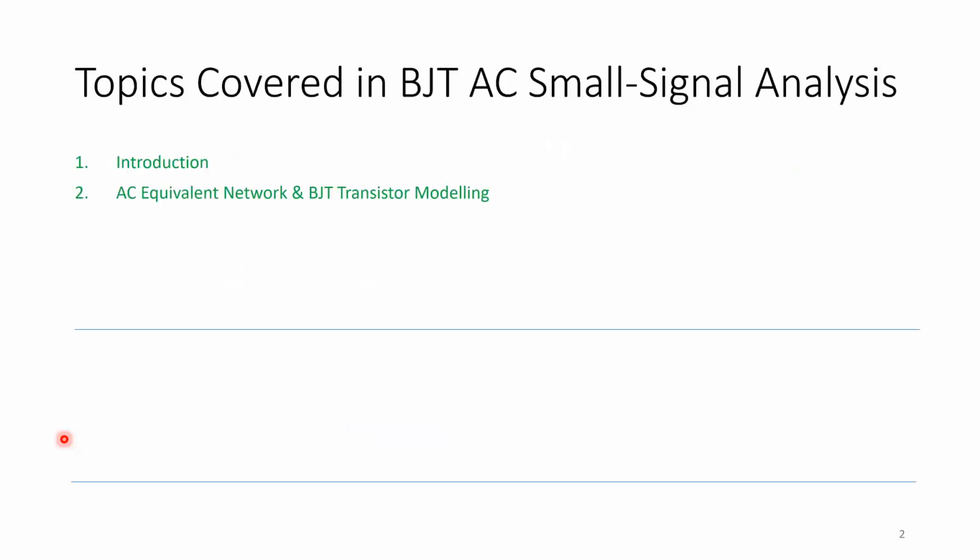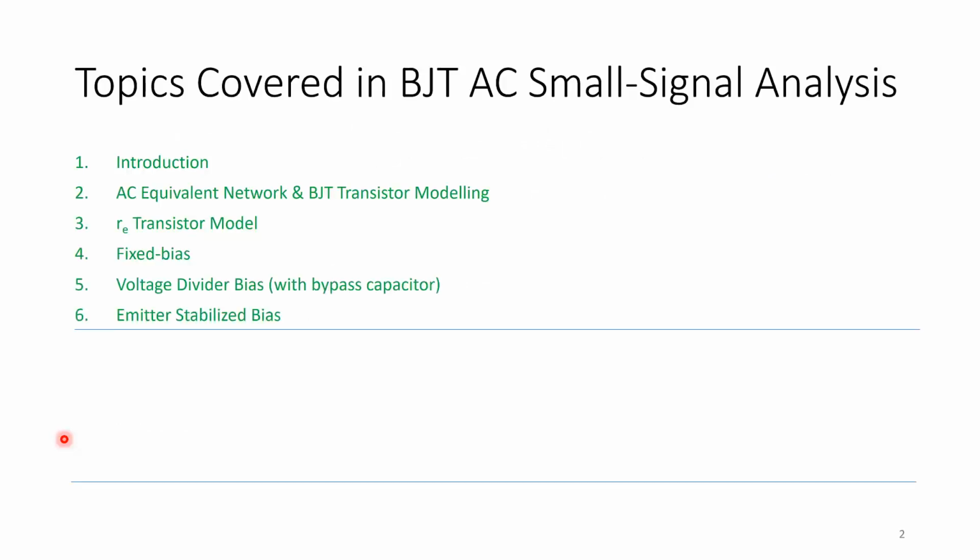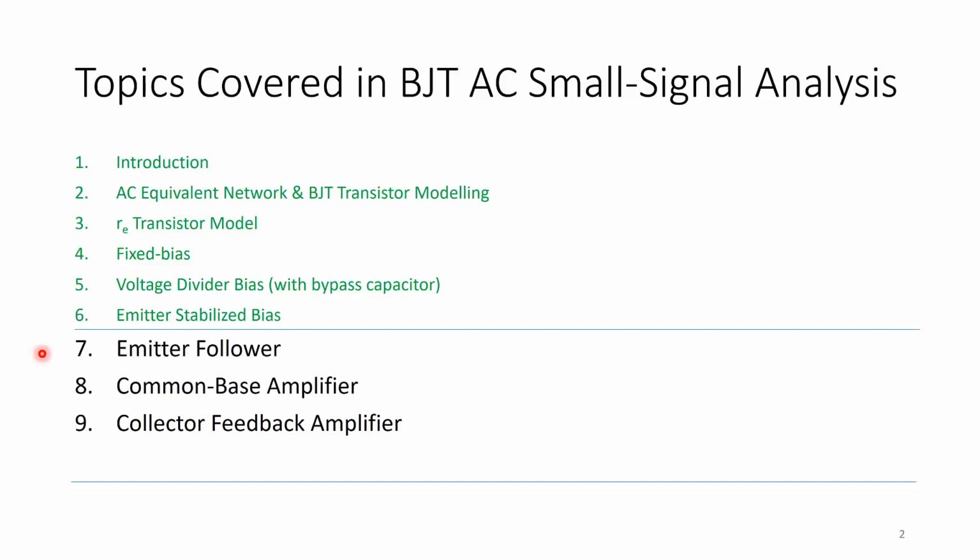So we have covered these topics in green, covering AC small signal analysis subtopics. We have done fixed bias, voltage divider bias, and emitter stabilized bias. Now for this slide, we will focus on emitter follower, and we will also cover a little bit of common base and just have a very quick look at collector feedback before we finish off with looking at the effect of RL, load resistance, and RS, source resistance.